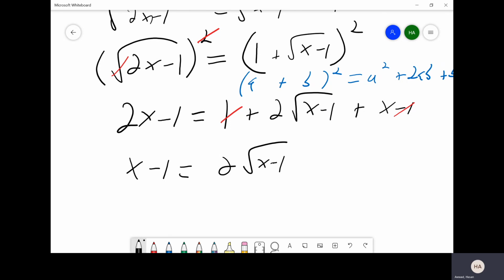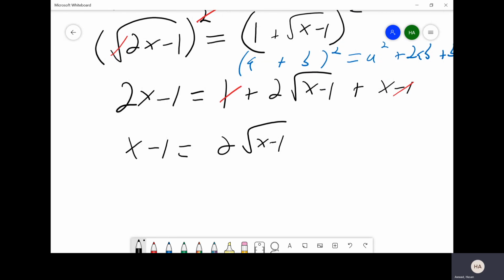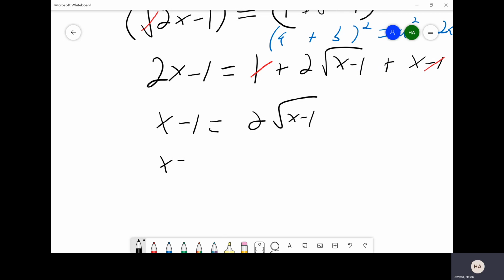Okay, well, all we have to do is we have to go ahead and we have to square both sides, right? Because we're trying to get rid of the square root. And by doing so, before we do that, we have to isolate it, right? So to isolate it, we're going to move that factor of 2 over. It's being multiplied by 2, that coefficient. So to undo multiplication, we divide. We get x minus 1 over 2 is equal to square root of x minus 1.